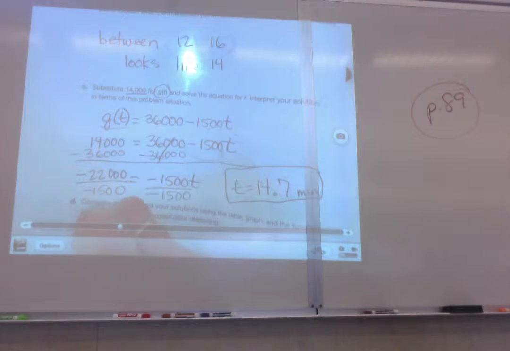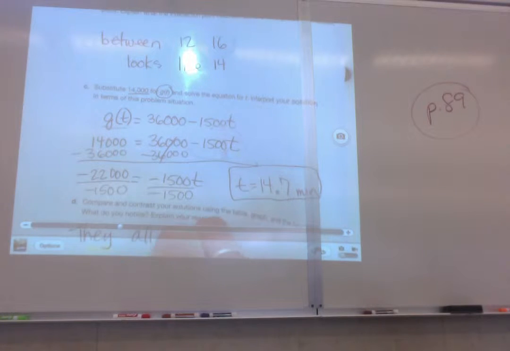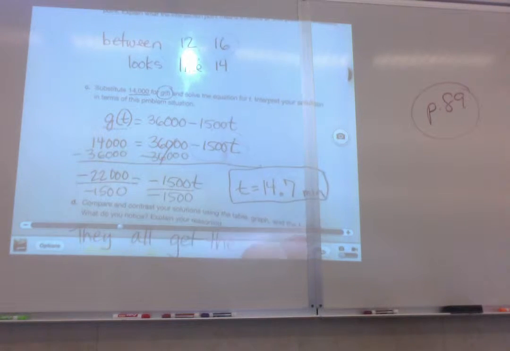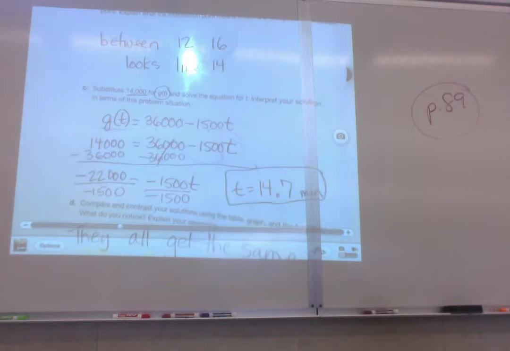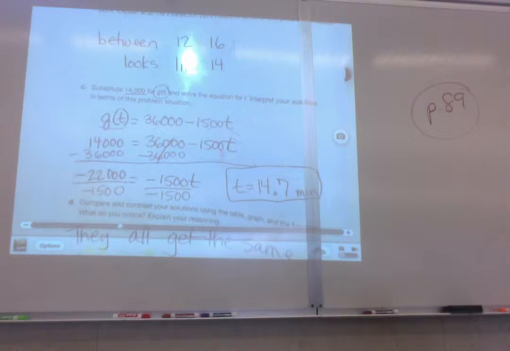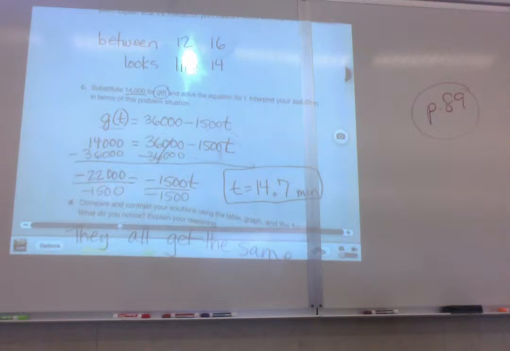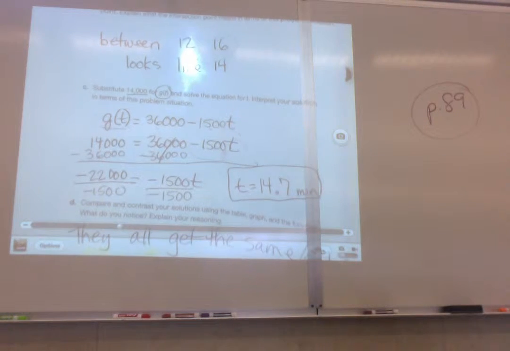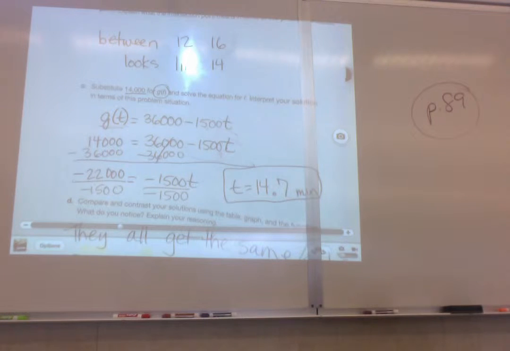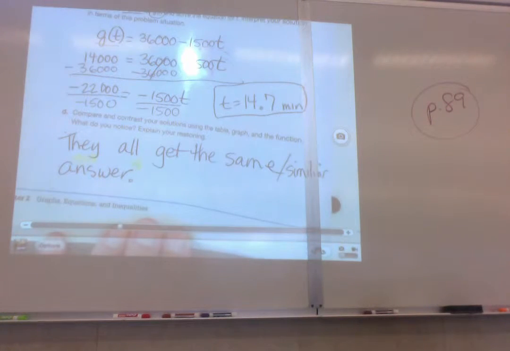Okay, they all get the same answer. Imogen, what do you notice? The same thing that she said, that they all get around the same thing. Same, or let's say similar. They weren't exactly the same, but they were similar. Okay. Did it go down too low? They all get the same or similar answer, all right?